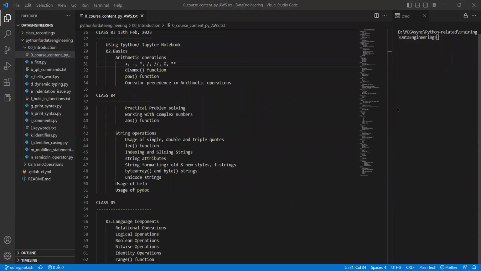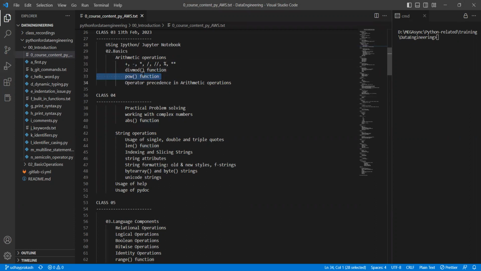So yesterday we were working on the arithmetic operations. We worked on addition, subtraction, and multiplication. There are three types of divisions, right? One is general division, then floor division, and the remainder operation. The remainder is also called modulo division. And there is a power operation.